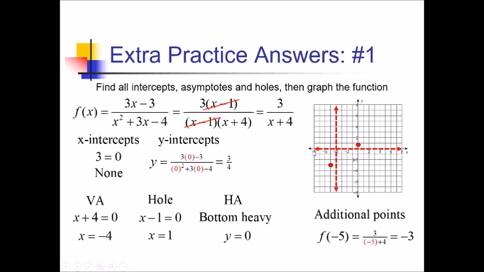So I have a branch that's hugging these asymptotes and going through this point in the lower left. And then I have another branch hugging the asymptotes and going through this point in the upper right. The last thing I have to do is remember this hole here. I have to put a hole on the graph at x equals 1. So I just go over to x equals 1, wherever that is on the graph, stick an open dot there, and call it a day.